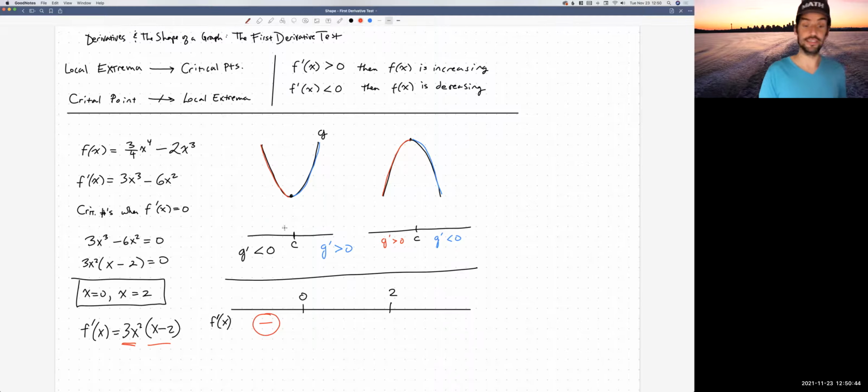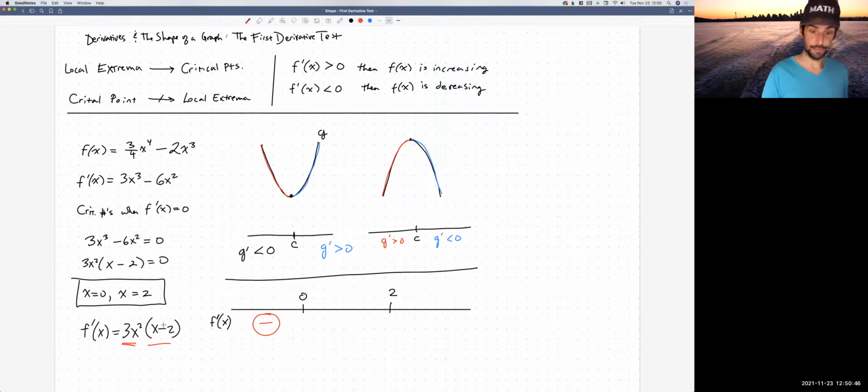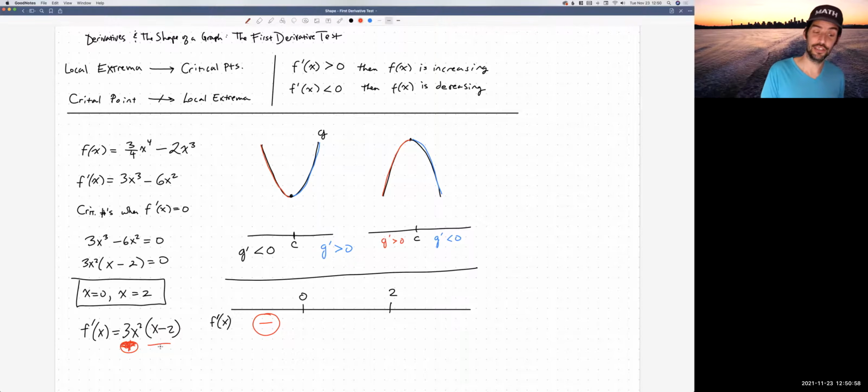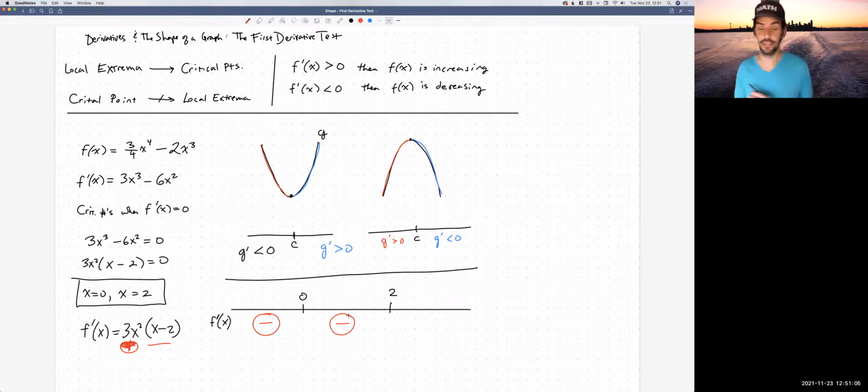If we're between 0 and 2, right now in this middle region, we're not at 0, we're not at 2. This first term, again, always has to be positive, right? 3x squared is going to be positive no matter what, because that's a square. But if our x value is less than 2, x minus 2 is negative, we get a positive times a negative, we have a negative again.